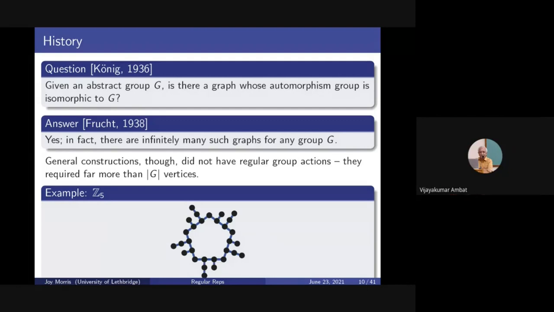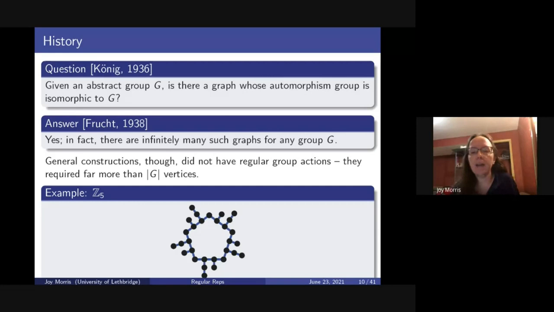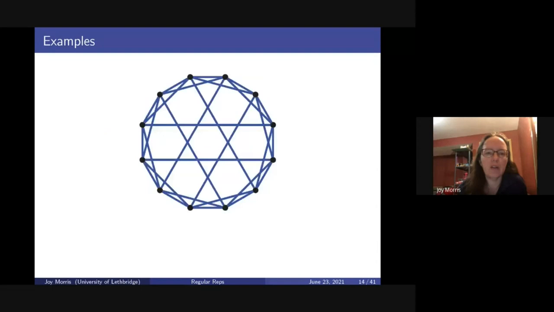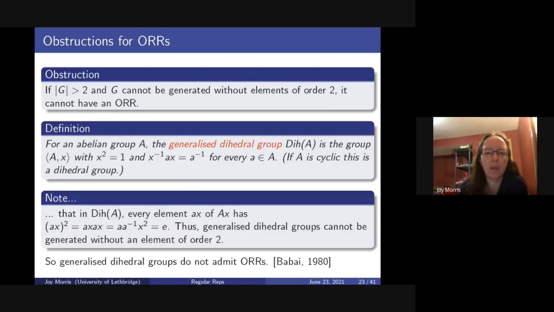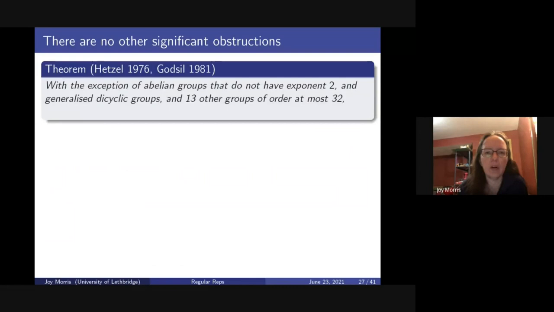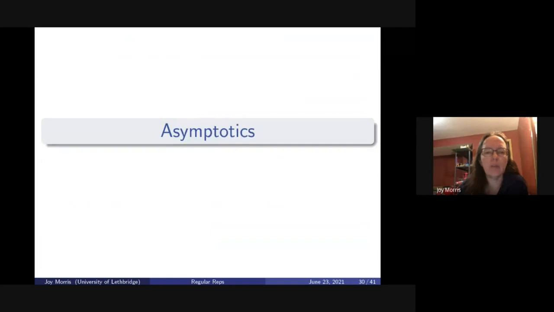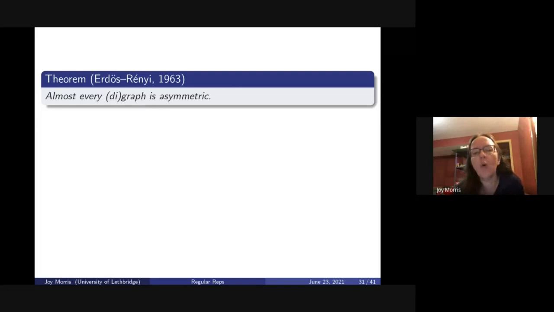Okay, another thing is that you mentioned in one of the slides that almost every graph is asymmetric. What did you mean by that? So almost every graph has no automorphisms. This is a result by Erdős and Rényi. It's actually not very obvious from the papers that are usually cited for it, in my opinion, but it is certainly a consequence of some of their work that almost every digraph has no automorphisms. So the automorphism group is trivial.